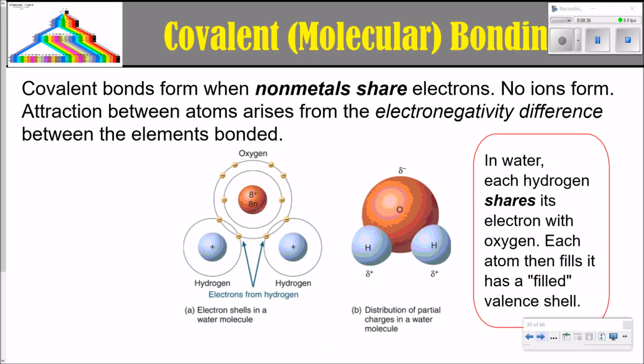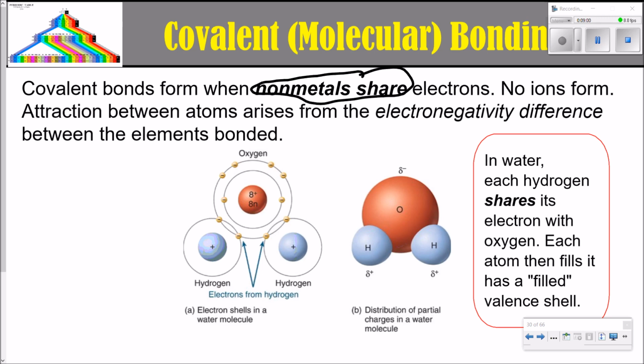So we're going to talk just quickly about covalent molecular bonding and metallic bonding in order to give you just a reference point for the difference between these types of bonds and ionic bonds. Covalent bonds are going to form when non-metals share electrons. No ions are going to actually be formed. And later in this unit, we're going to talk about the attraction between these atoms and how the electronegativity difference is going to affect that.